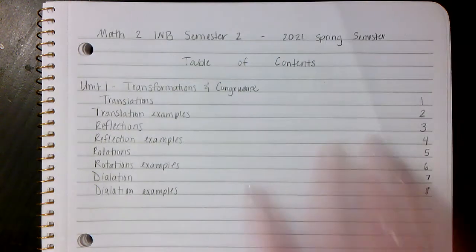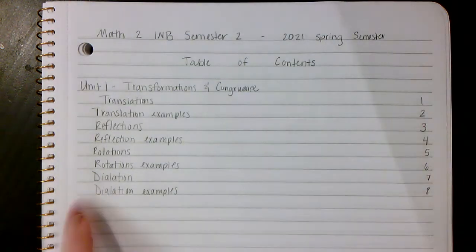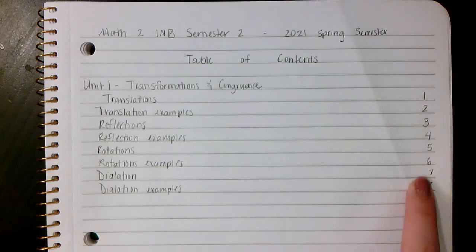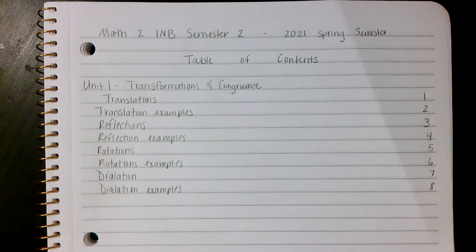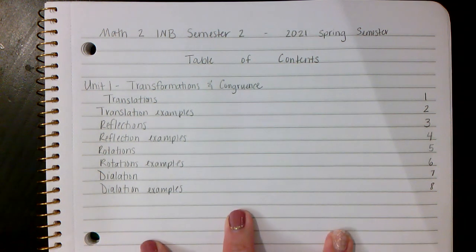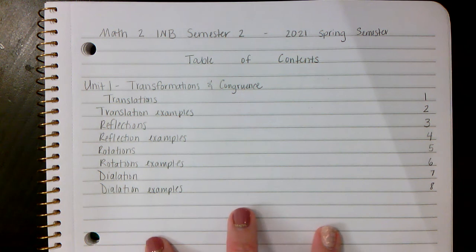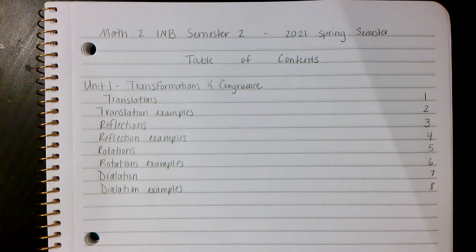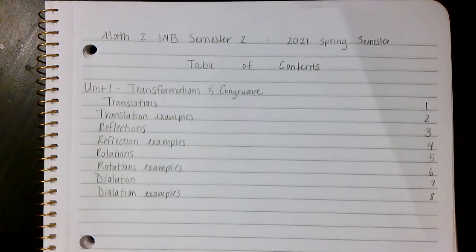So this is your table of contents updated for today. The two pages that we're going to do today, dilation and dilation examples, should be page 7 and 8 in your notebook. So make sure that you have your table of contents updated like mine. Pause here if you need it. Pause at any time if you are going slower or faster than I am and you need to go back. Pause, fast forward, any of those things you're able to do on your video.